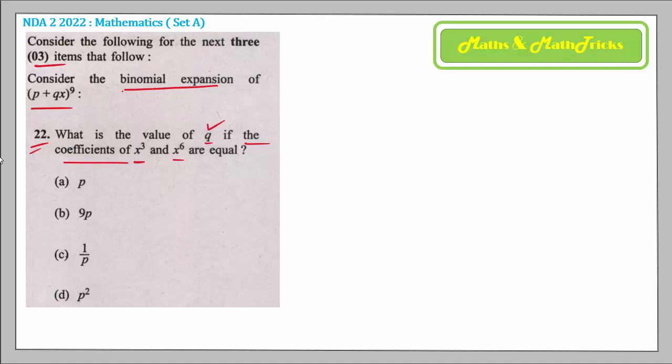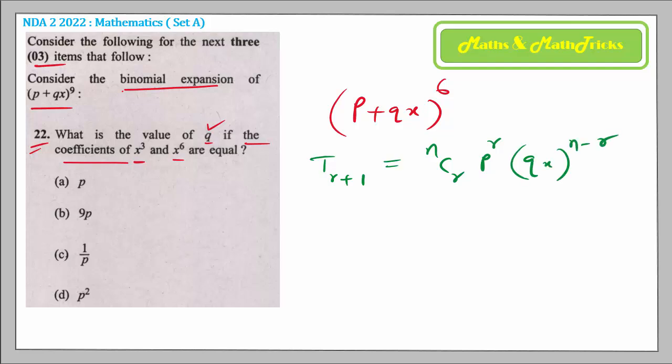Now first of all, understand the given binomial (p + qx). The general term in the expansion of this binomial is written as T(r+1) = nCr p^r (qx)^(n-r). This is called the general term in the expansion of the given binomial. Referring to this general term, you can talk about the coefficient of x power 3 and the coefficient of x power 6, and equate them to find the value.